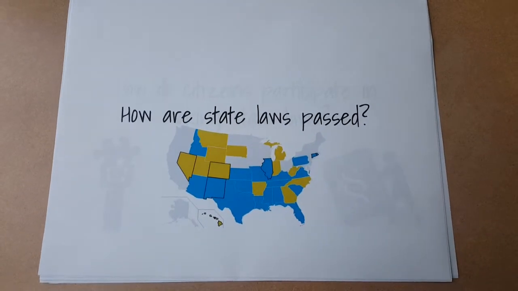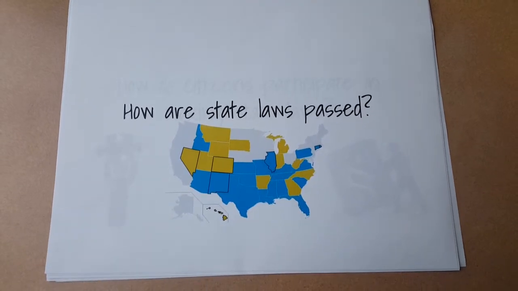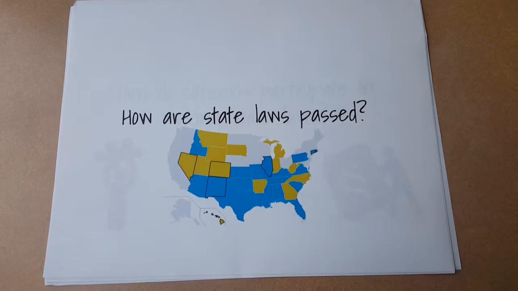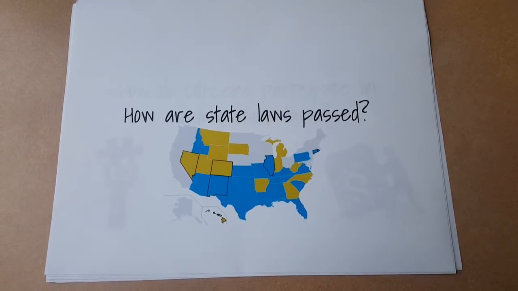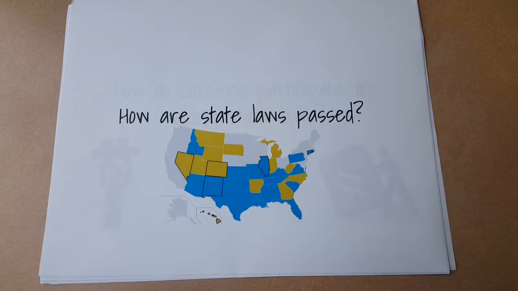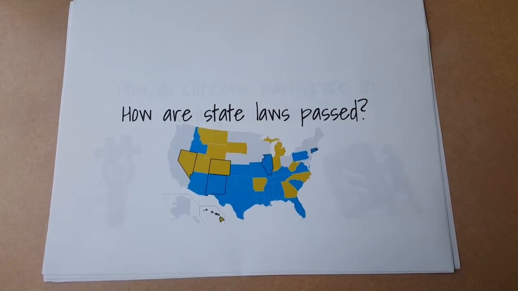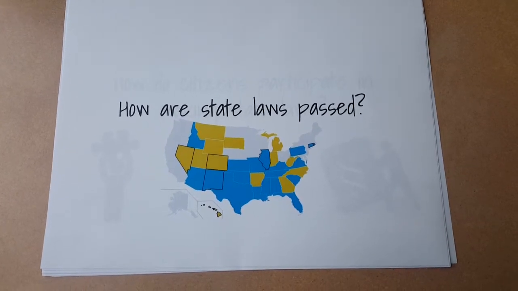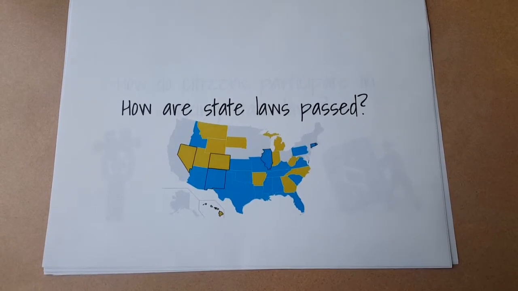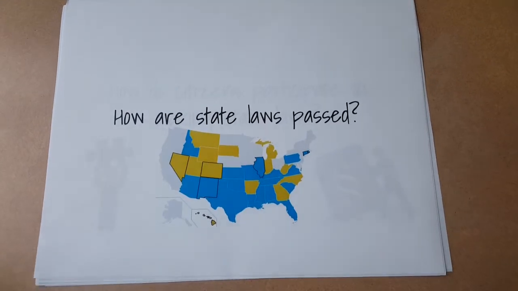How are state laws passed? Most of the states have a House and a Senate, and the laws are usually introduced in the House, voted on, and passed to the Senate to be voted on, and if approved, go to the governor for a signature. In some cases, laws can be introduced through elections where people vote on questions to become law.